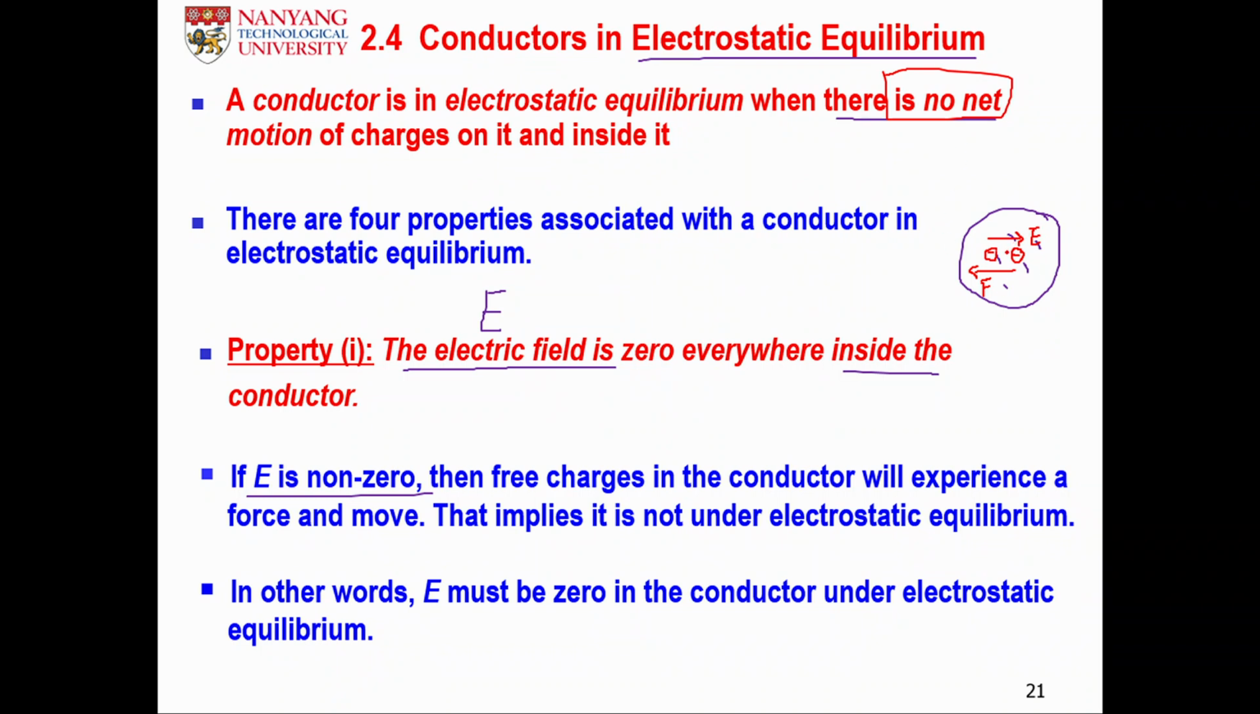Meaning, if you have finite E, then there will be a net motion of charge. Then, in the opposite way, if there is already no net charge motion, this E must be zero. E inside the conductor must be zero. So this is how we derive the first understanding: the electrical field E inside the conductor must always be zero.